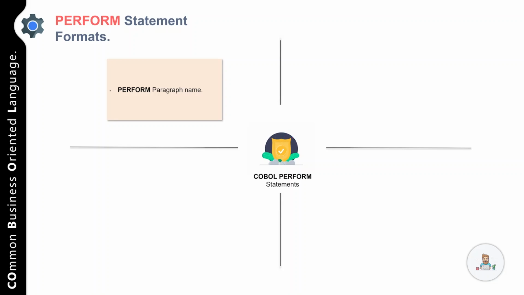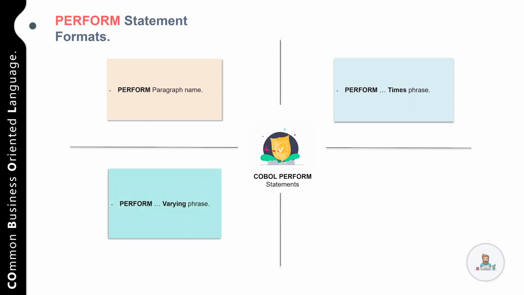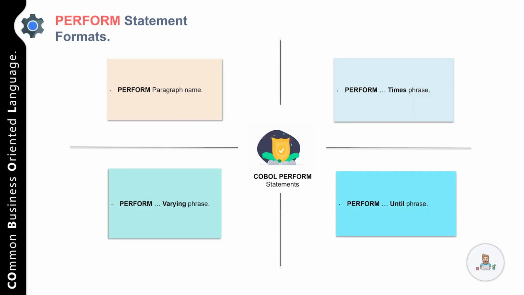The first one is the basic PERFORM statement. The second one is PERFORM with TIMES phrase. The third one is PERFORM with VARYING phrase, and the last one is PERFORM with UNTIL phrase. In the basic PERFORM statement, the procedure referenced is executed once, and then the control is transferred to the next executable statement following the PERFORM statement.